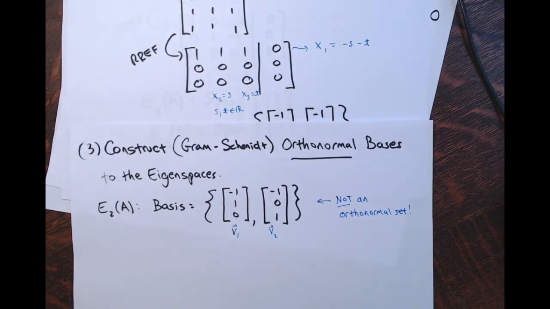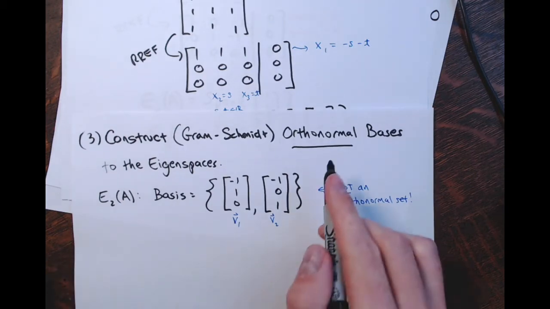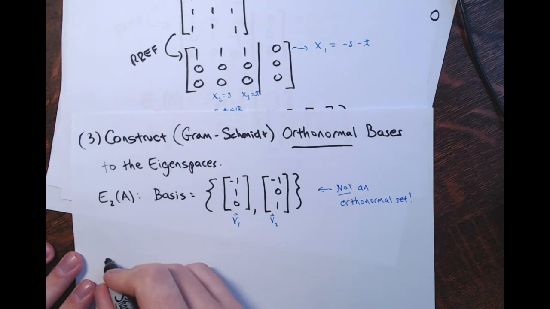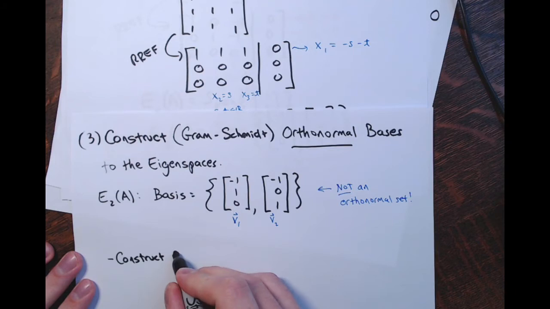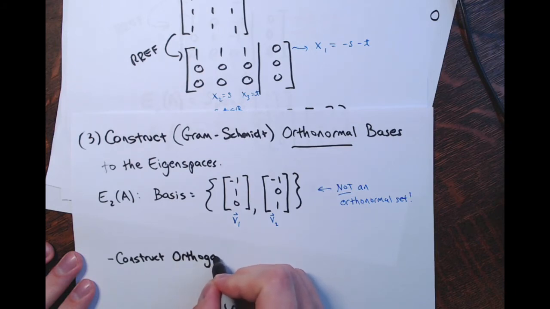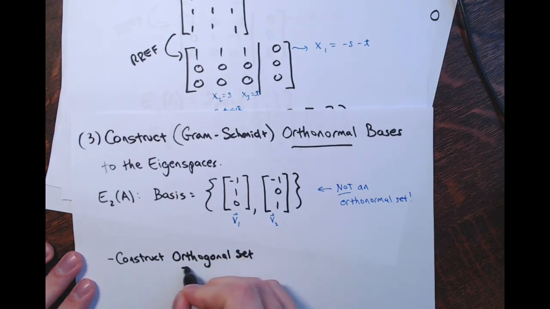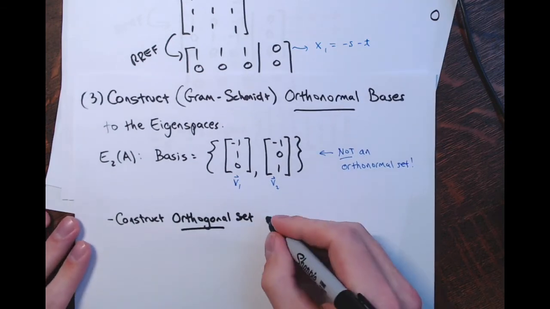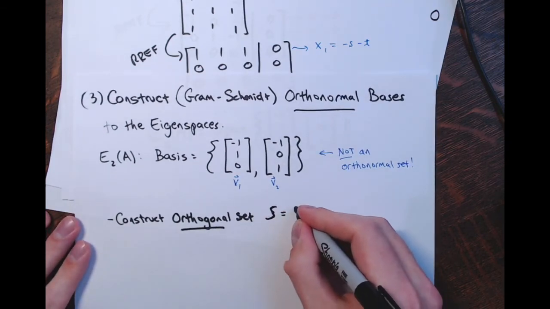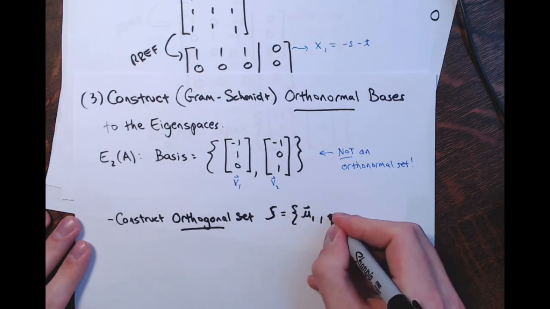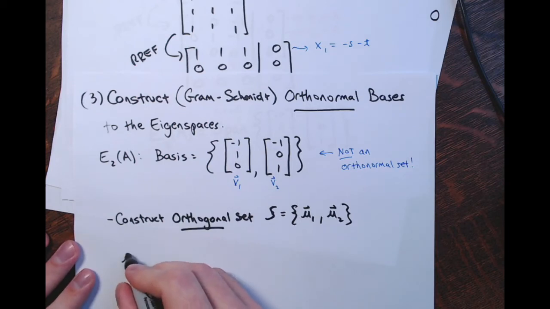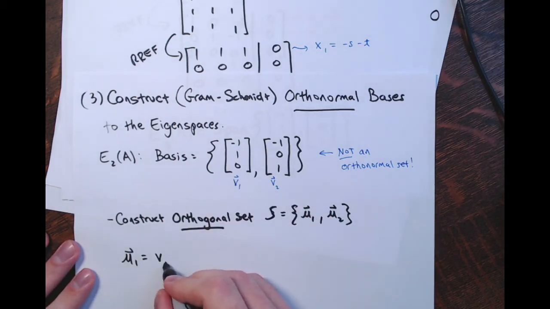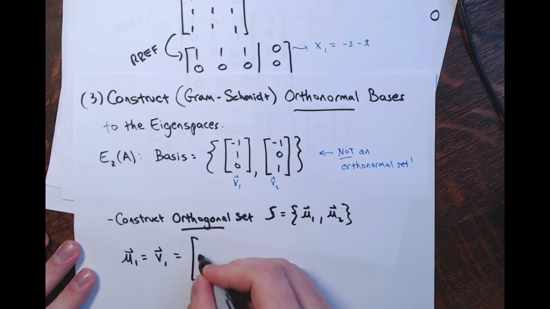So now we have to use Gram-Schmidt to create an orthonormal basis. Well, first I'll construct an orthogonal set from these vectors. Say S equals U1 and U2. Remember how this goes. U1 is just the first vector, V1. So U1 is going to be the vector negative 1, 1, 0.